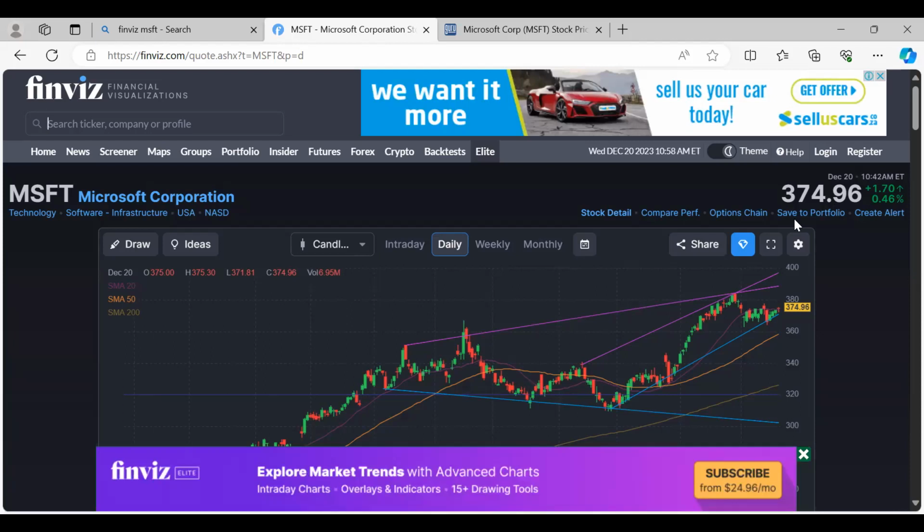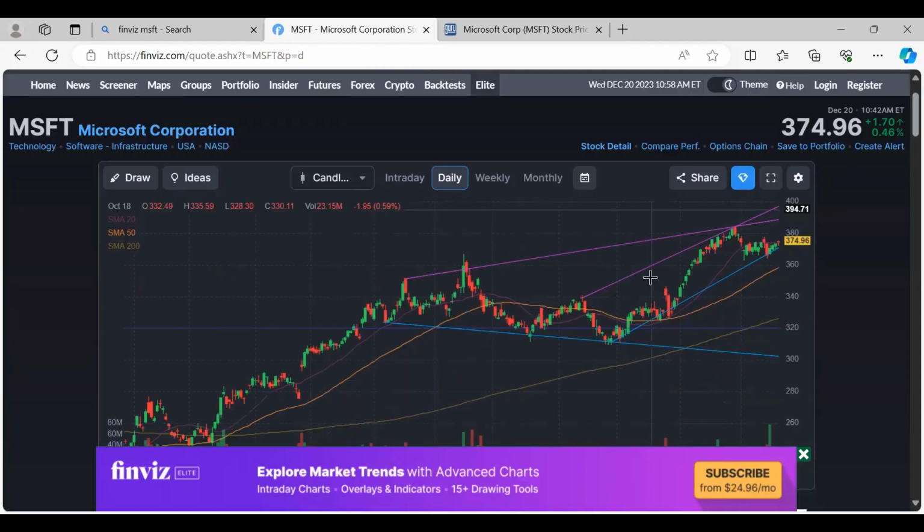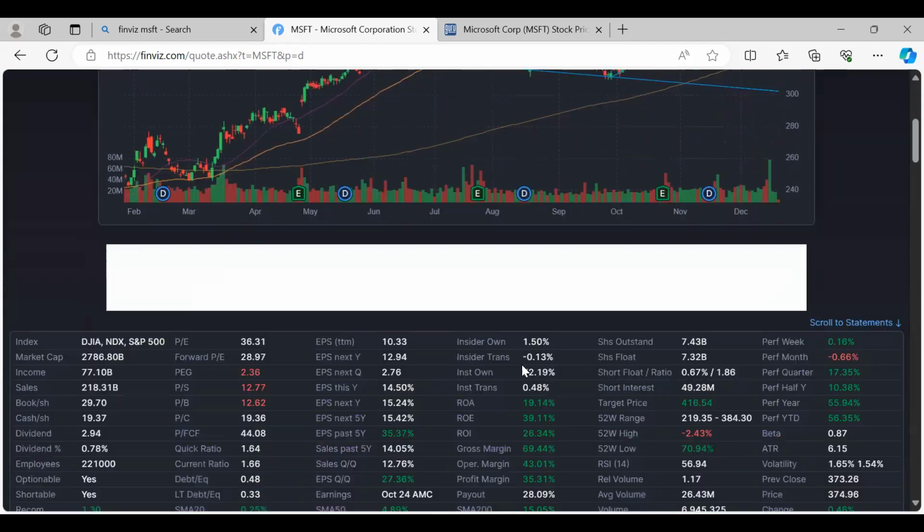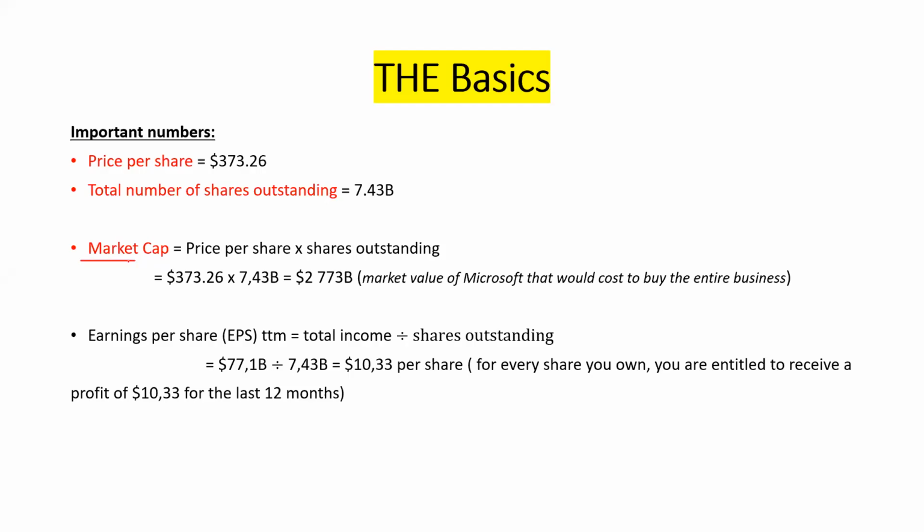So where do I get the total shares outstanding? Well, you scroll down and you can read off shares outstanding, and you can see for Microsoft, the number of shares outstanding is 7.43 billion. Okay, so we take these two numbers. We can use these two numbers to calculate the market cap or market capitalization or the market value of the business. The market cap equation is price per share multiplied by shares outstanding.